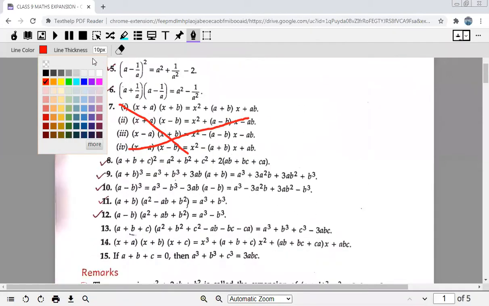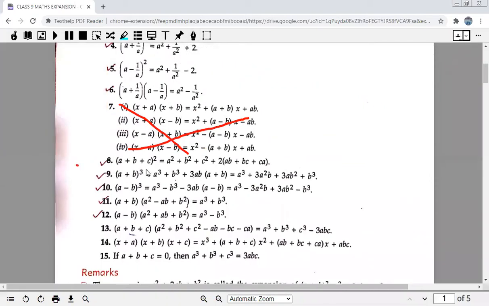Then there is a formula you can see here: A plus B plus C whole square. What is A plus B plus C whole square? A square plus B square plus C square plus 2 within bracket AB plus BC plus CA. Then formula number 9, A plus B whole cube: A cube plus B cube plus 3AB within bracket A plus B. When you multiply 3AB with A, it will become 3A square B, and 3AB with B, it will become 3AB square.